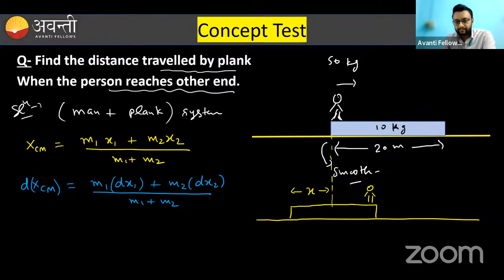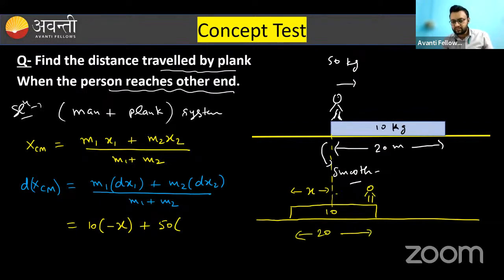can you see that the plank is shifted by distance x in the left direction? So I am putting this value. Mass of the plank is 10 kg and it is shifted towards left. I am taking left as minus. Clear? Plus mass of person is 50 kg. Second mass is 50 kg. And it is shifted by what distance? Can you see the distance shifted by the person? It was initially here, now here. The total distance was 20.